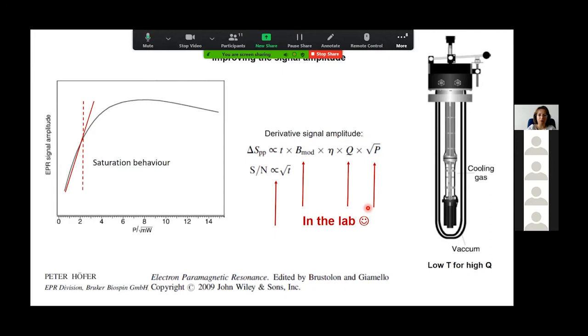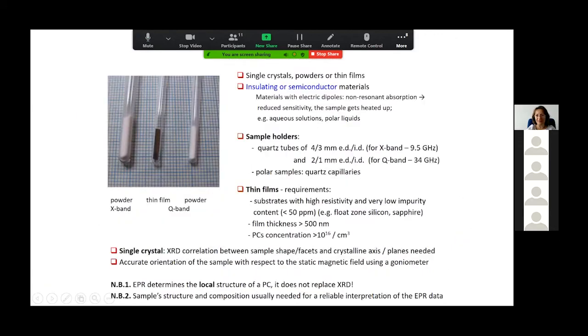And I recommend you this book, from which I have extracted some images. There is a chapter written by the EPR division of Bruker. And now I think we are ready to go to the lab. No, sorry, there is one more slide.